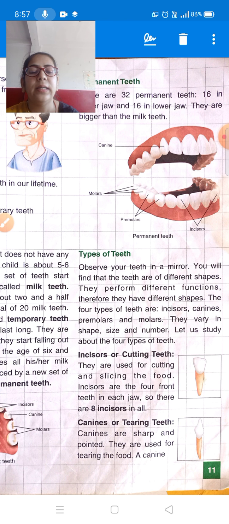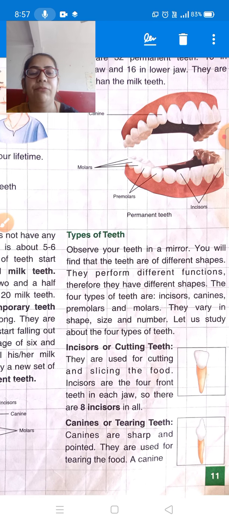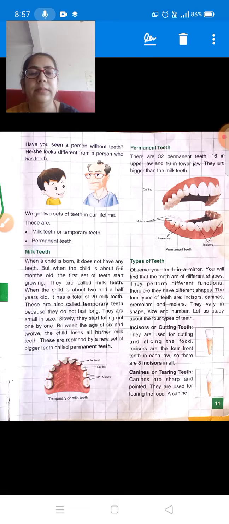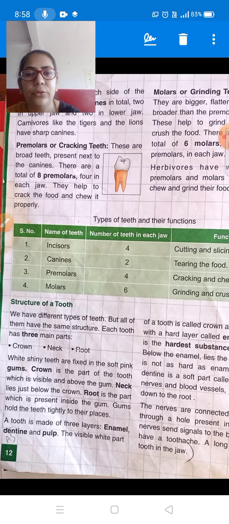So carnivores means the animals who eat flesh, right? So in carnivorous animals, these canines are well developed. These canine teeth are well developed. You can see.